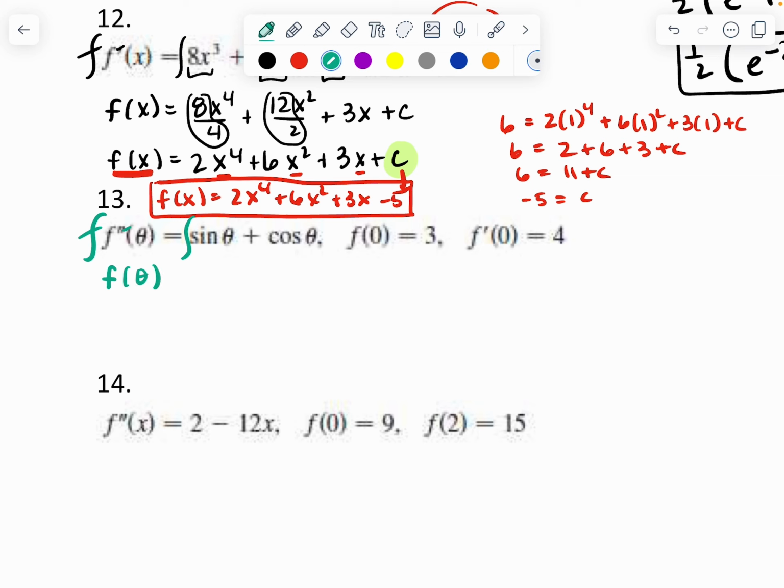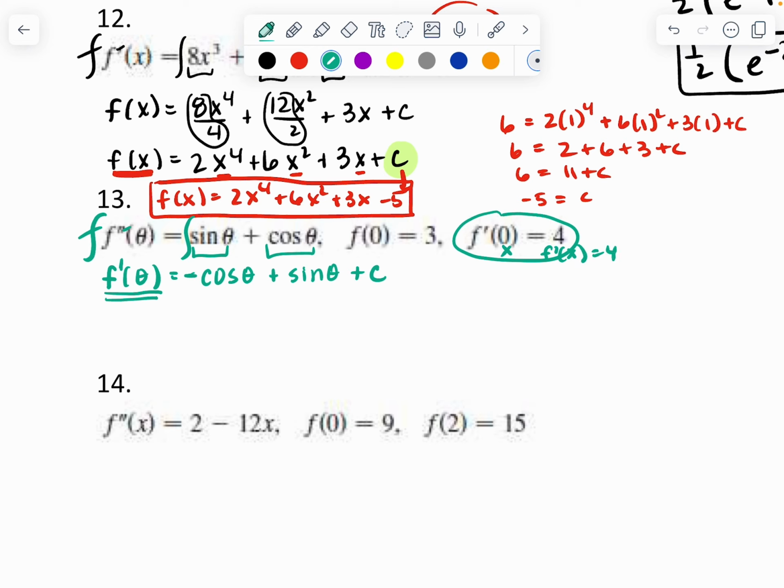It's the same thing. Okay, now the integral of sine of theta is, I'm sorry, this is still going to be an f prime, is negative cosine of theta. And the integral of cosine of theta is the sine of theta plus c. Now, I need to find that c, but notice I have an f prime here, so I'm going to be using this initial condition, which says that if x equals 0, then f prime of x equals 4.